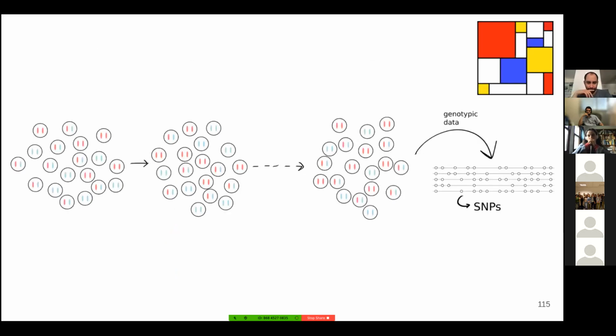I used the forward population genetic simulator SLiM, which allows to simulate complex scenarios with population splits, migration events, and selective regimes. And it can be programmed to output genotypic data in conventional formats such as VCF.